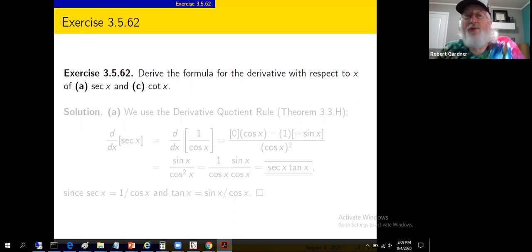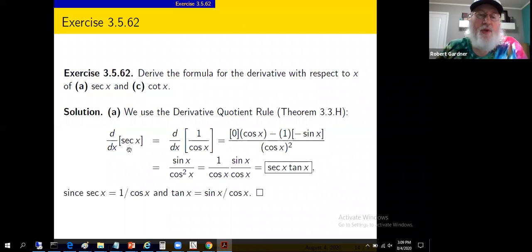So secant and cotangent are left. So let's do those. Question 62, part A and part C. Part B is probably cosecant, but we've already done that one. Okay, so we'll differentiate secant. That is, differentiate 1 over cosine, as we just observed. Secant is 1 over cosine. That's a quotient. We've got a quotient rule. Derivative of the numerator times the denominator. Derivative of 1 is 0, times the denominator, minus numerator 1 times the derivative of cosine, that's negative sine, the derivative of the denominator, over the denominator squared.